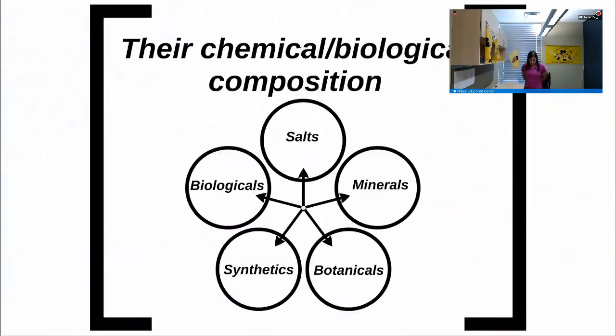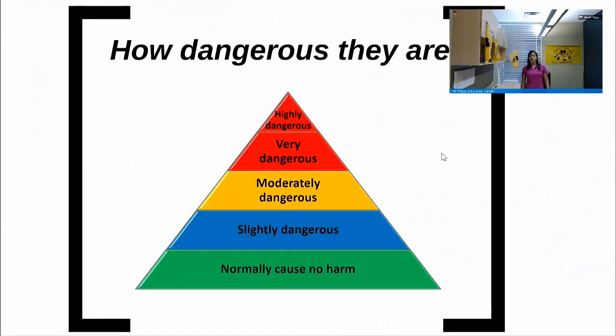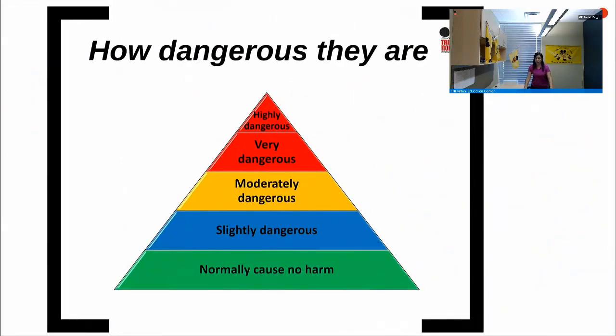So we also can classify pesticides based on their chemical and biological composition. They can be salts, minerals, botanicals, synthetics, biologicals, and we're going to talk in detail a little further. And how dangerous they are. Some countries will follow the colors on the label, other countries will follow the signal words. But just so you know, here in Truly Nolen, we use pesticides of low toxicity, so that are slightly dangerous or normally cause no harm.